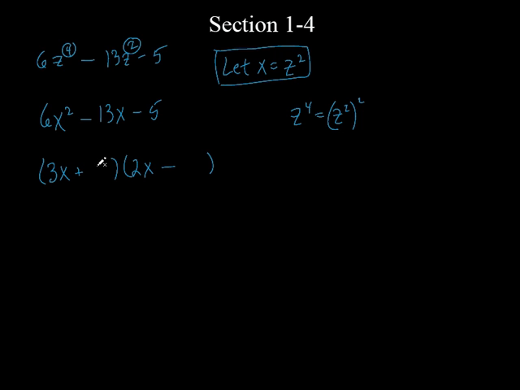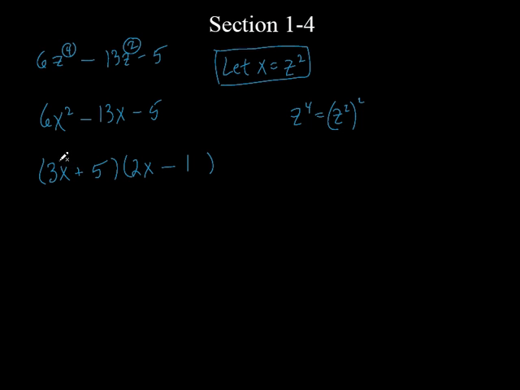So I can go 5 times 1, or I can go 1 times 5. I don't know what actually works. We're just going to play around with this and see what actually works. So we know the first works. 3x times 2x is 6x squared. We know the last works. Positive 5, negative 1 is negative 5. The outside and inside have to add up to be negative 13.